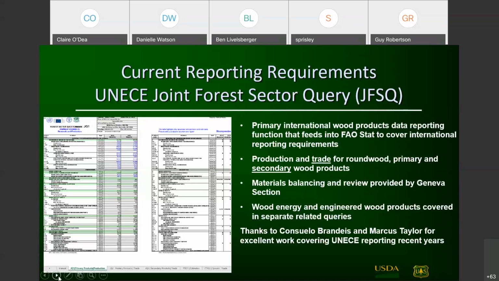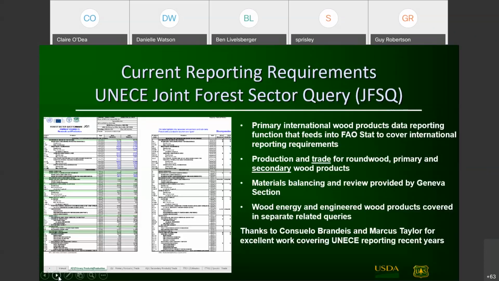Now, I know you can't read the table on there, but I wanted to put this up just to give you an idea of the scope of the JFSQ. There are multiple tables here covering the production and trade of a comprehensive list of wood products. Note that secondary wood products, including panels and trade flows, are included, areas that are not generally covered by TPO. Also, the JFSQ contains a check on material balances between inputs and outputs, as well as various conversion factors. Additionally, wood energy and engineered wood products are included in separate but related queries. So it really does cover the whole scope of forest product production.